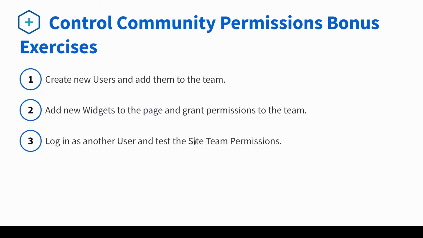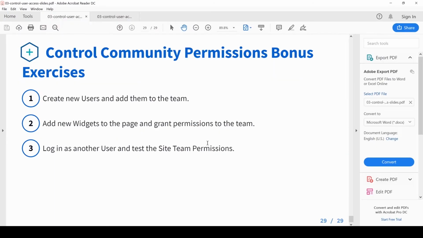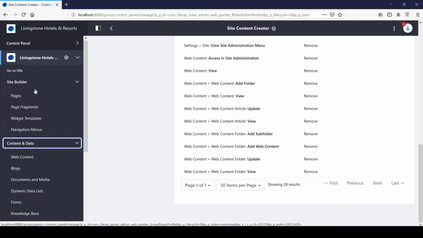It really just helps to get a handle of what permissions are available for the existing Liferay out-of-the-box widgets. It can be very useful. So without further ado, let's get started here. We're going to head over to our browser. I'm in my browser here. I'm in the default site, Livingstone Hotels and Resorts.